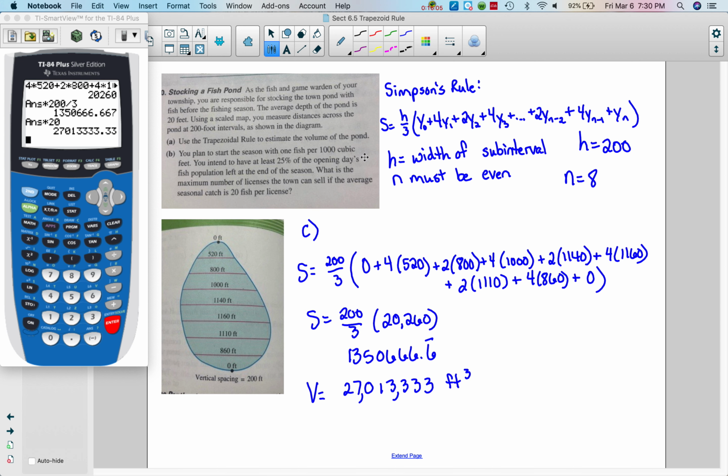What is the maximum number of licenses the town can sell if the average seasonal catch is 20 fish per license? So I'm just telling you, this is not calculus. This is just a little bit of basic math. So I'm leaving this part for you guys to do on your own and talk about that and come up with that. I've just kind of demonstrated how you could use the Trapezoid Rule or Simpson's Rule, and then you have a few homework problems that you will apply those rules to.